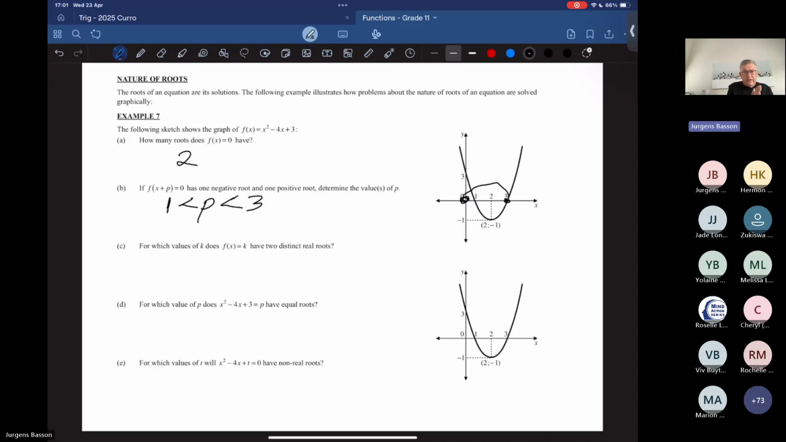So that is just this horizontal shift. They can ask and say, you want both roots to be negative. Then you must move it more than 3 units to the left.